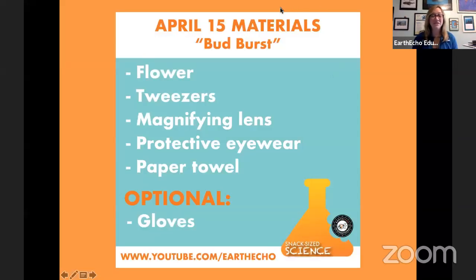So let's go ahead and get started with bud burst. First of all, let's go over the materials list on what you need. You will need a flower. You will also need tweezers, and a magnifying lens, if you have one, that's great. Protective eyewear, just because when we're dealing with plants, sometimes we can be dealing with pollens or other allergies. Paper towel to do your dissection on, and then another option is gloves in case you're super sensitive to pollen in plants and flowers.